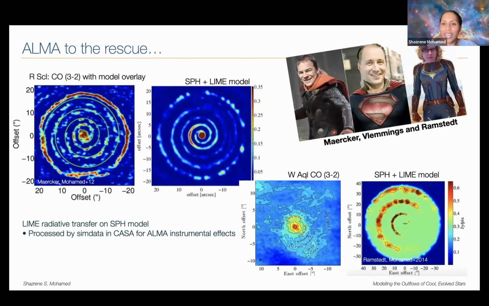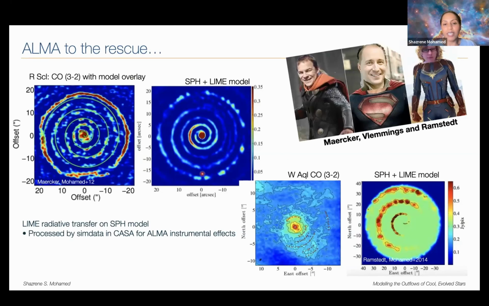We were in Bonn, working with what I call ALMA superheroes, Matthias Maercker, Wouter Vlemmings, and Sofia Ramstedt. And we actually observed the first spiral with ALMA, and that was R Sculptoris. And this has really been a blueprint, I think, for many of our studies that we did afterwards, and for many of the studies that groups have done since. So basically, we were looking at the detached shell, but what we found was a spiral attached to the detached shell. And so this meant that R Sculptoris has a companion.